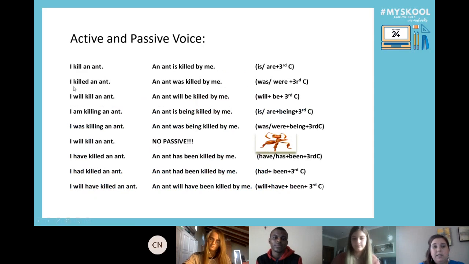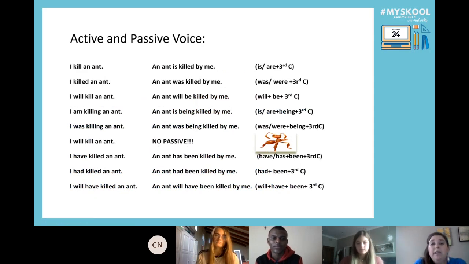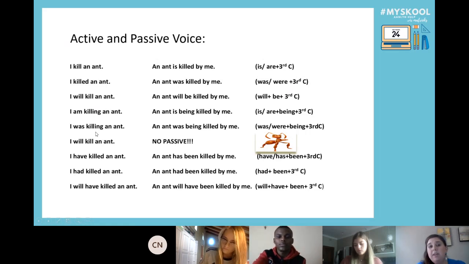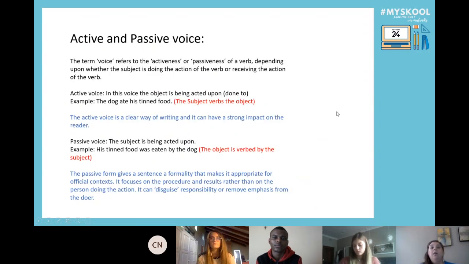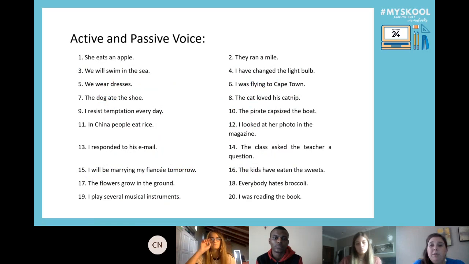Okay. I just want to go back to this quickly because you are all struggling with it a little bit. This sentence, the second one in the past tense, I killed an ant. It's the simple past tense. There's no ing. There's no have, has, or had. So the recipe here was or were plus third column. Don't add an ing unless there's an ing in this sentence. Don't add have, had, or has plus been if it's not in the active sentence already. That's what we mean by changing the tense. So number 12 was her photo in the magazine was looked at by me.